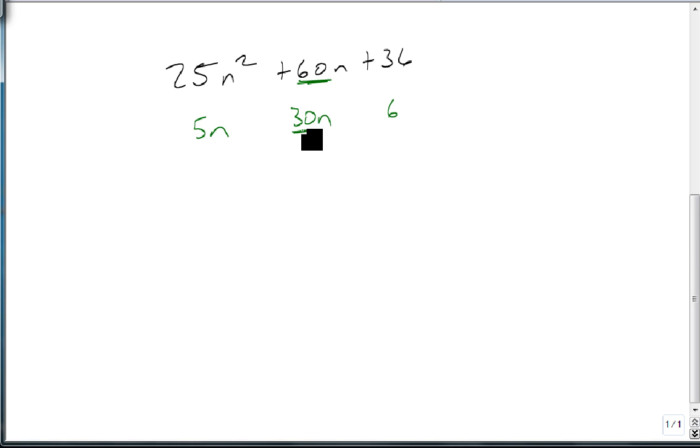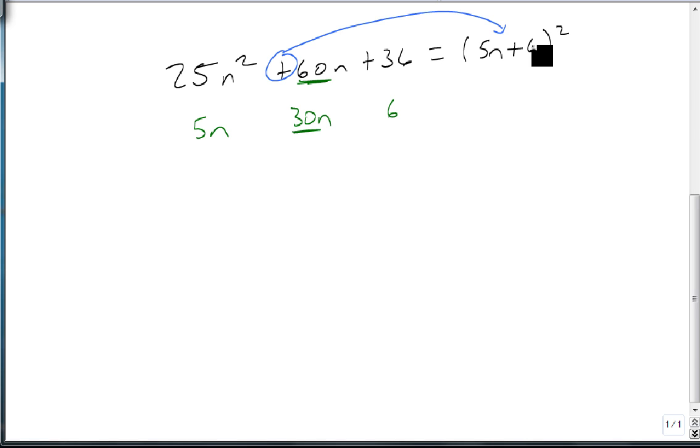As a further example, suppose I have 25n squared plus 60n plus 36. Start the same way. This becomes 5n is squared to get 25n squared. 6 is squared to get 36. 5n times 6 is 30n. Notice that 60n is twice 30n, so it is a perfect square trinomial, and it factors as (5n, 6) squared, and we just copy our sign to the middle. (5n + 6) squared.